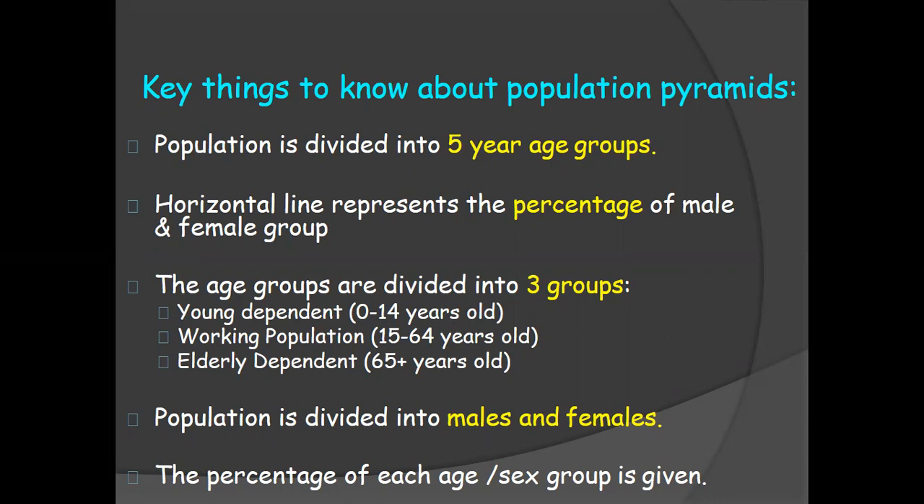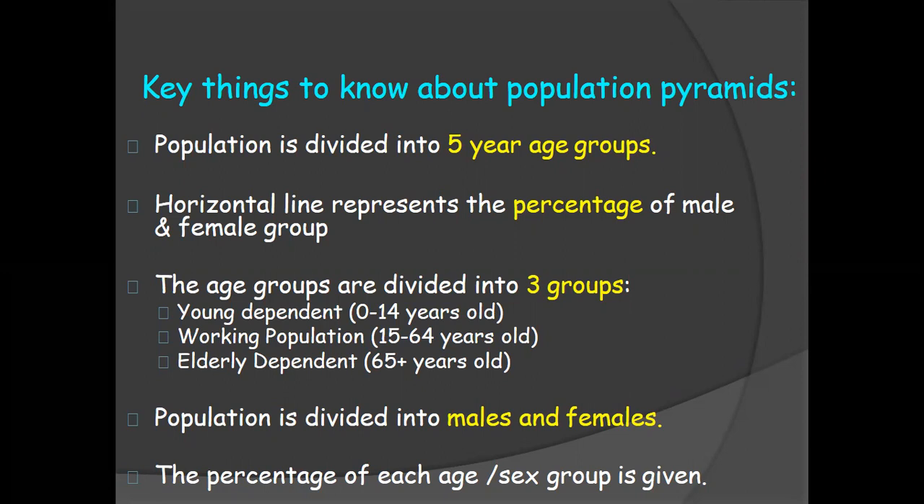A population pyramid is divided into 5-year age groups. The horizontal line represents the percentage of male and female groups. The age groups are divided into three groups. Number one, young dependents from age 0 to 14. Working population from the age of 15 up to 64. Elderly dependents from 65 plus.